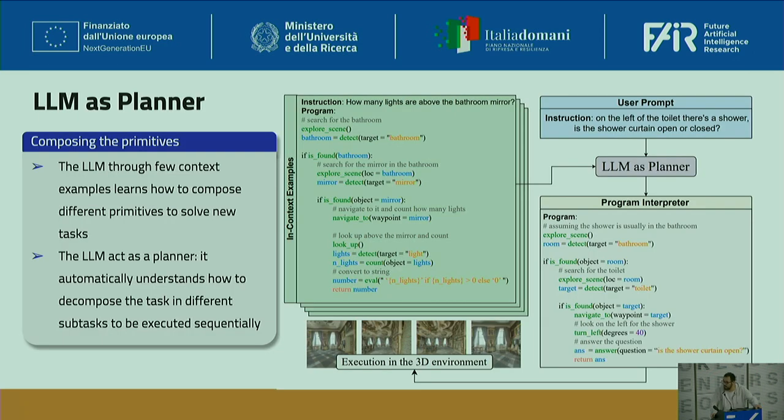Then we use the LLM as a planner. How do we use it? Basically, we provide our agent with some in-context examples that are general examples, not specific for the current task, that explain to the agent how to compose the primitives for specific tasks. Then the LLM takes also the current user prompt and outputs a composed plan of the primitives that we provided to the agent. And this plan is executed inside the environment through the actuators of the agent.